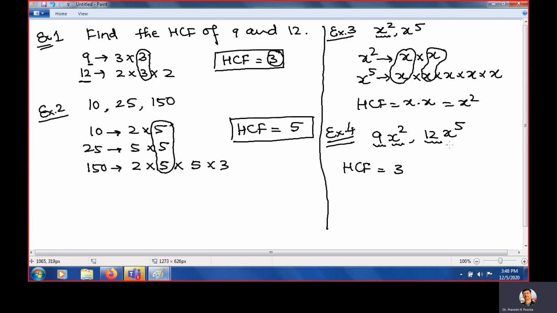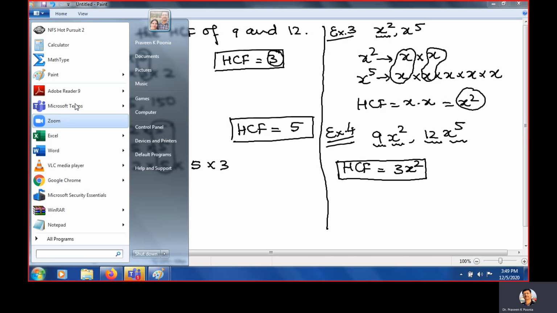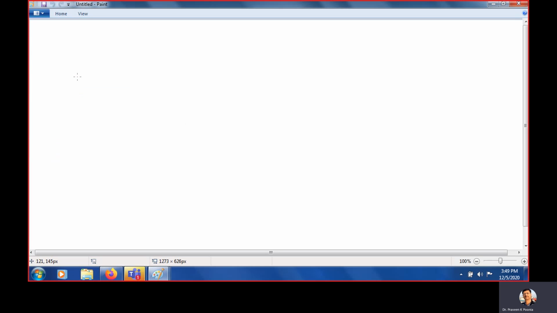What is the HCF of x power 2 and x power 5? We got it, x power 2. So the HCF of 9x power 2 and 12x power 5 is 3x power 2. This is how to find the HCF of monomials. These are monomials: 9x square is a monomial, 12x power 5 is a monomial. So how to find the HCF of monomials? This is the procedure that you have learned.